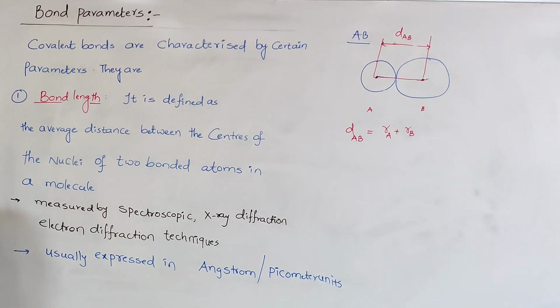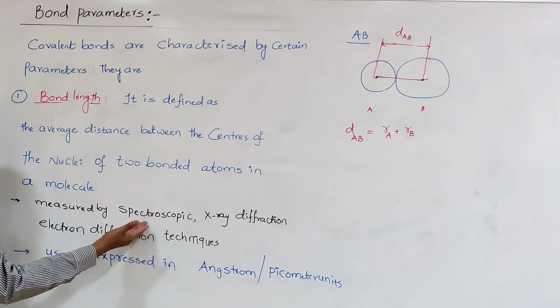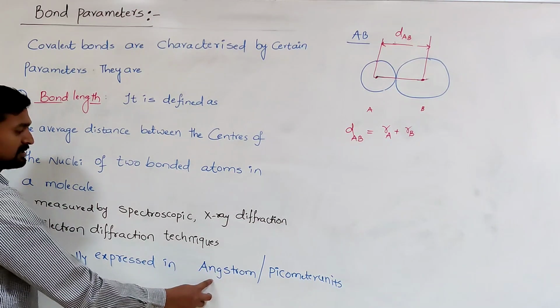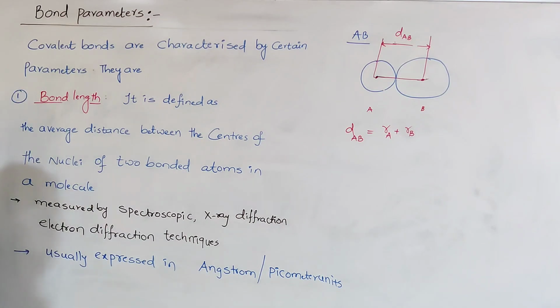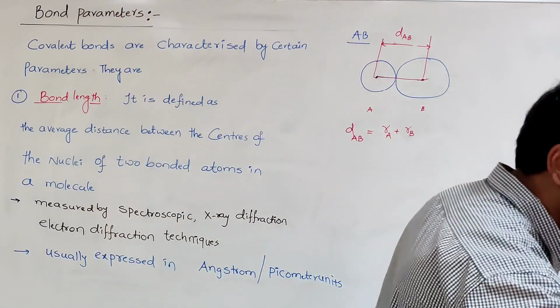Experimentally, this distance can be determined by various techniques: spectroscopic techniques, X-ray diffraction, or electron diffraction techniques are used to determine the distance between the centers of the nuclei of two bonded atoms. The size of an atom is very small, so length is generally expressed in angstrom or picometer units. I would like to give an example with certain data; there is no need to remember it, it is just for our understanding.